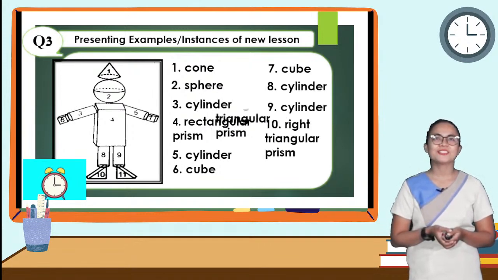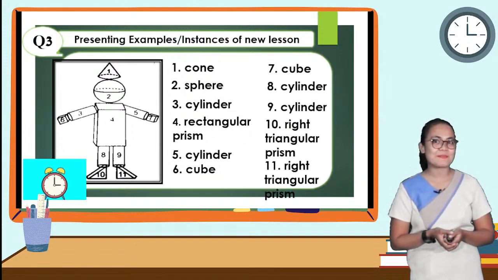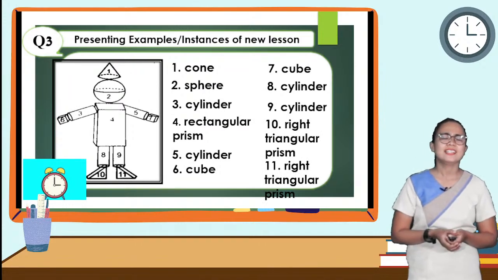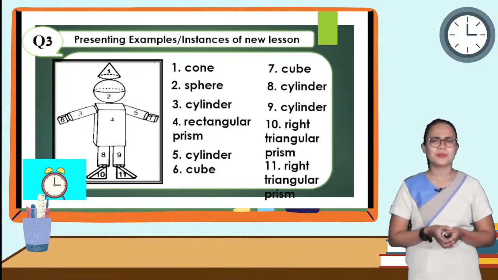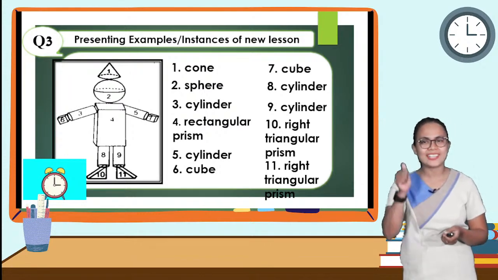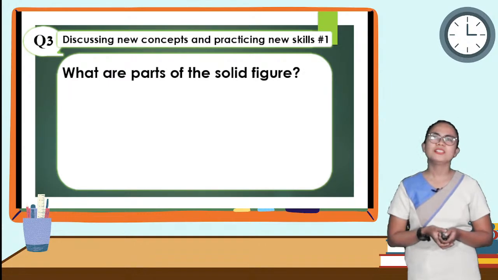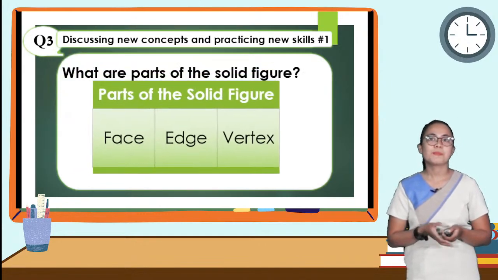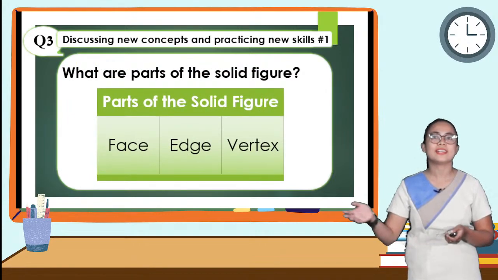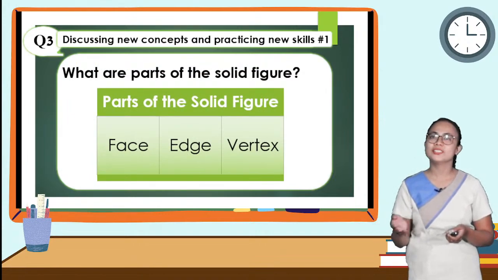Great. We have a right triangular prism. Don't you know, grade 6, that like a robot, a solid figure has its own parts too? What are they? Let's find out. So what are the parts of a solid figure? The parts of a solid figure are the face, the edge, and the vertex.